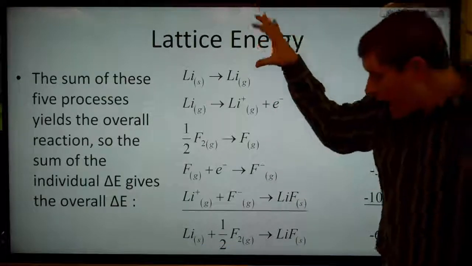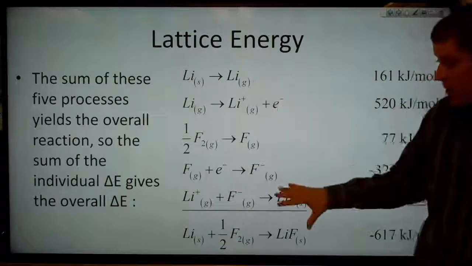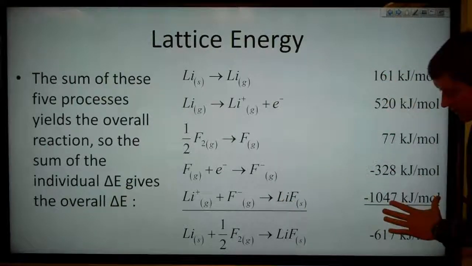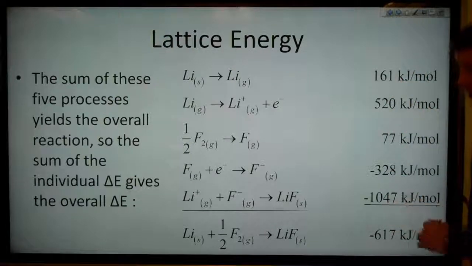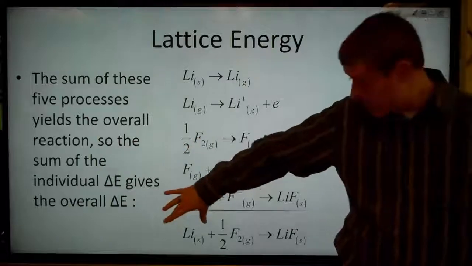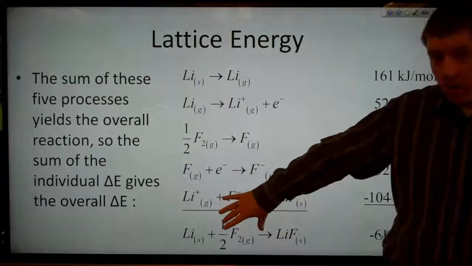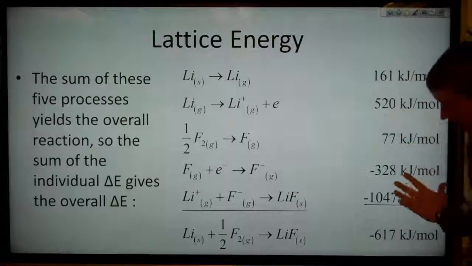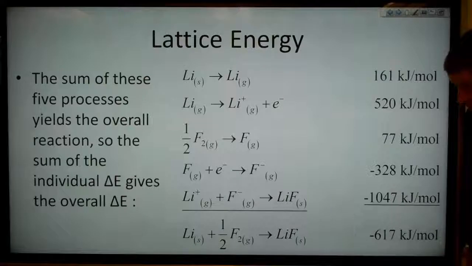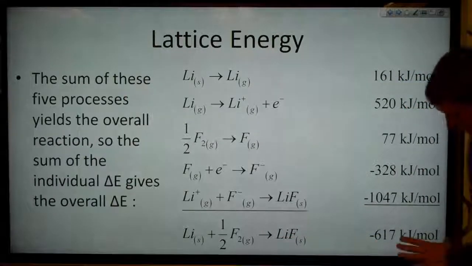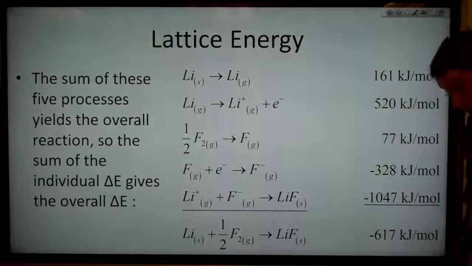So we can add all of these processes up. I've listed out here those 5 processes that were on the last few slides, and I've listed out here the energies. When we add up all of these processes, we get our overall reaction going from solid lithium plus fluorine gas to lithium fluoride solid. And we add up all of these energy changes, and that gives us minus 617 kilojoules per mole of energy. So this reaction will give us back 617 kilojoules per mole of energy.